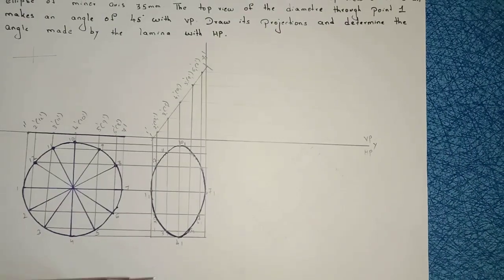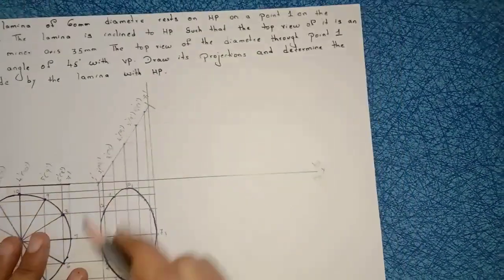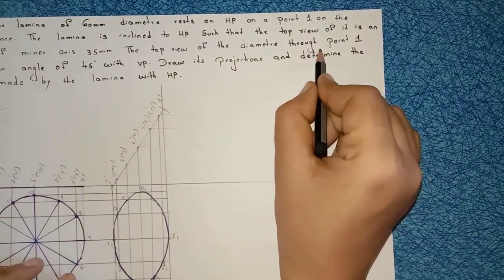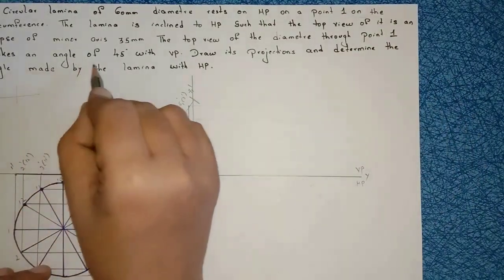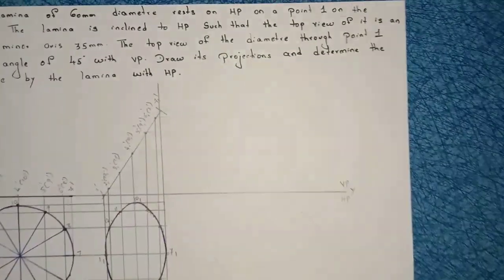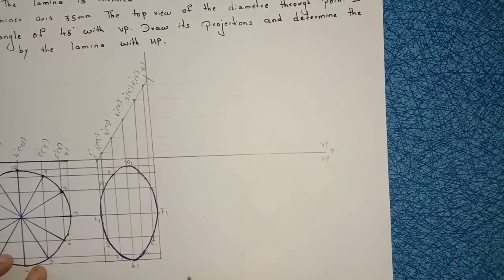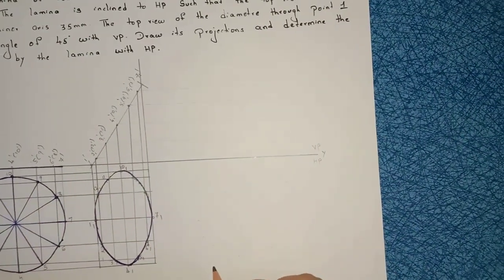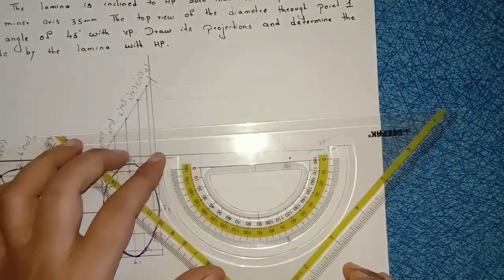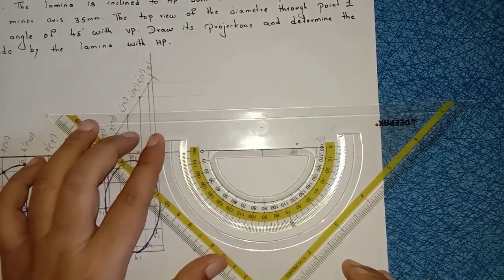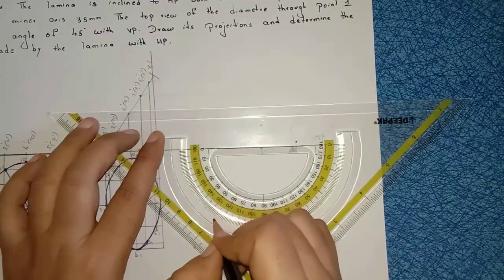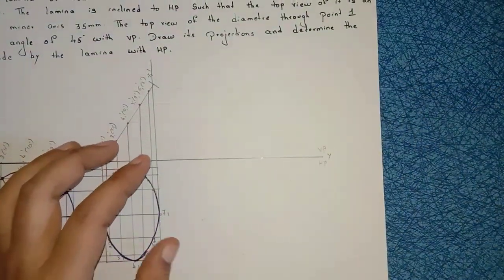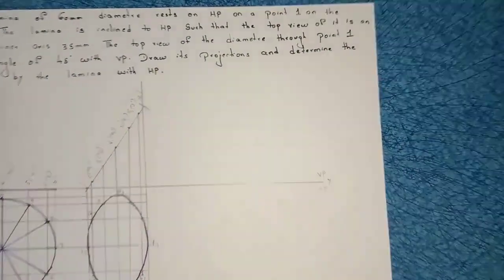Now coming to third position. Now you see here, the top view of the diameter through point 1 makes an angle of 45 degrees with VP. Now see how I am constructing this one. Leave some gap on the reference line, right? Take your protractor, keep your protractor on that line, 45 degrees to VP. I am marking here 45 degrees line, right? So how to construct this one?